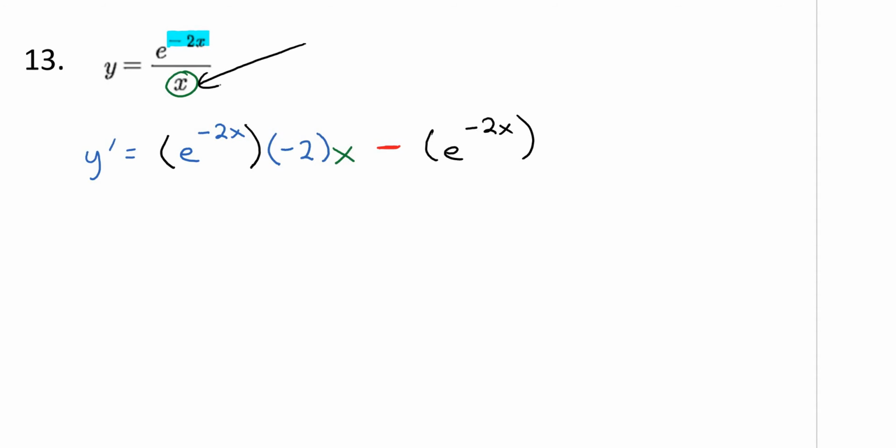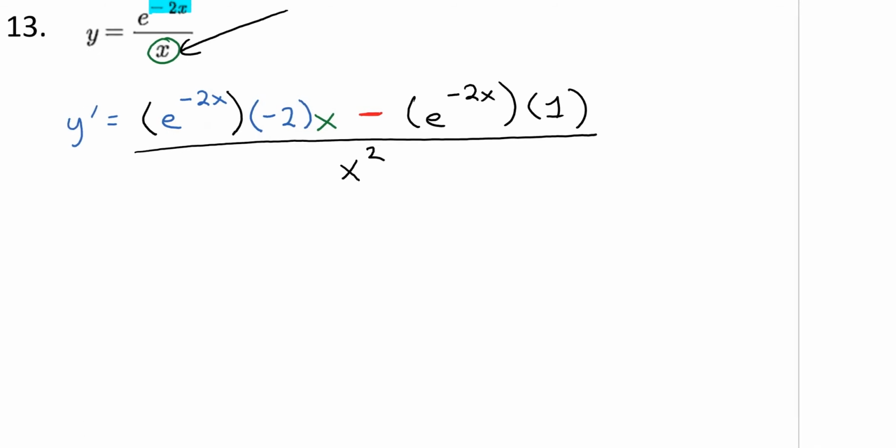The derivative of the bottom, well, the function is x, so the derivative of x is just 1. And then I would divide this whole thing by the denominator squared, so the denominator is x, so x to the power 2.